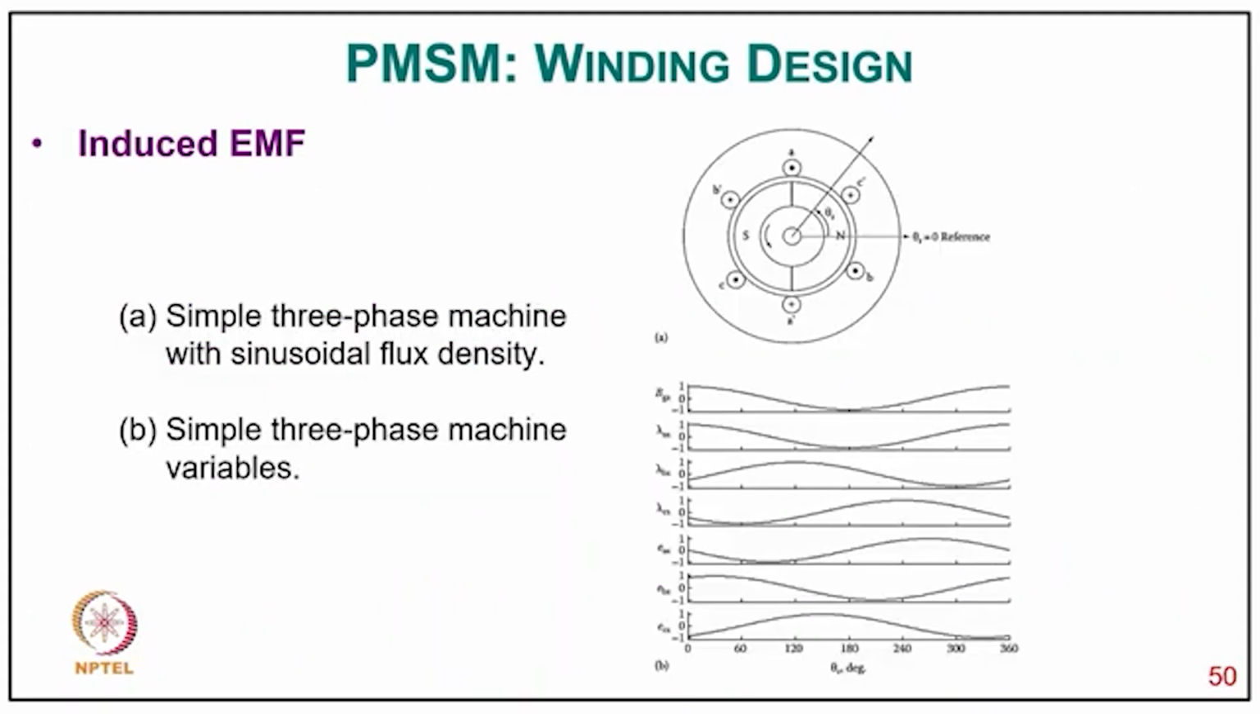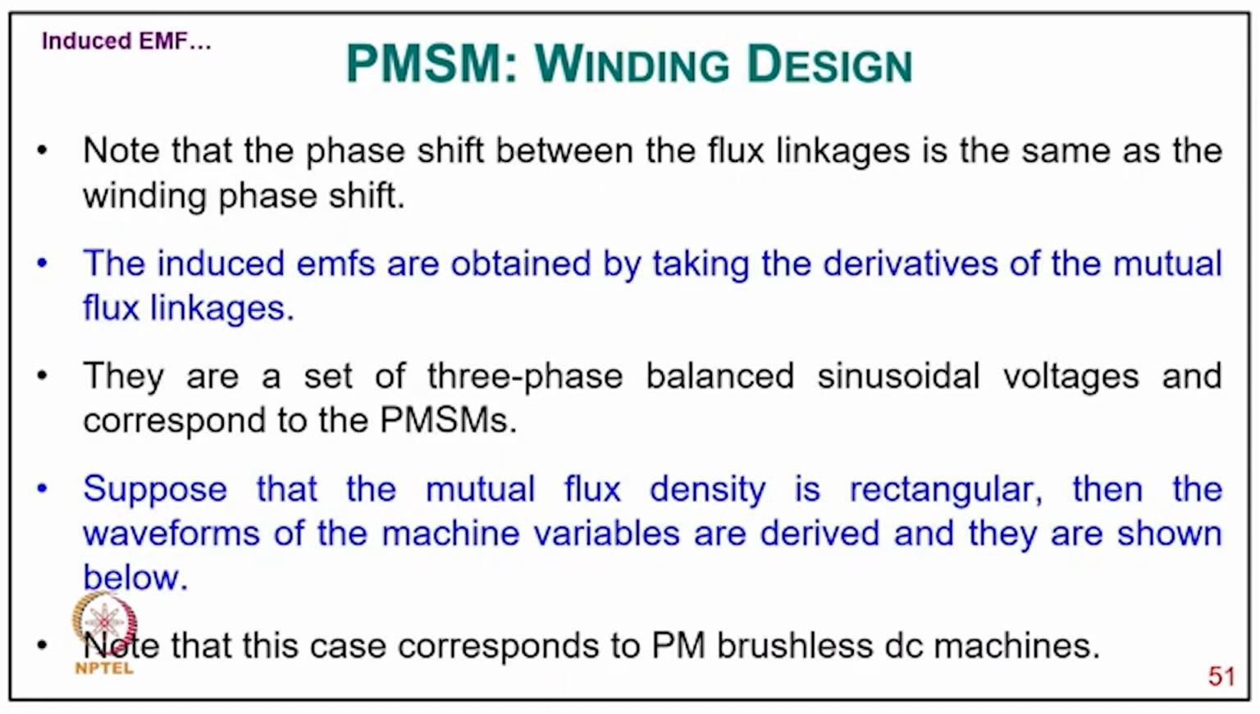You can clearly see a typical simple 3-phase machine with sinusoidal flux density and the 3-phase winding in the diagram, and for the simple 3-phase machine the variables show the 3 induced EMFs and 3 flux linkages with the flux density, all with sinusoidal distribution. Note that the phase shift between the flux linkages is the same as the winding phase shift, and the induced EMFs are obtained by taking the derivative of the mutual flux linkage. They are a set of 3-phase balanced sinusoidal voltages corresponding to the PMSM.